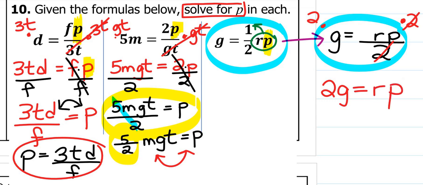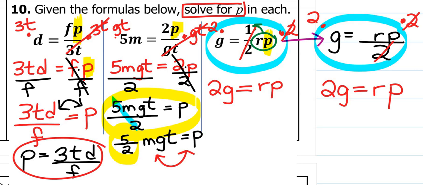On the left-hand side, same thing. If I multiply the right-hand side by 2 and the left-hand side by 2, the 1/2 would cancel out with 2. 1/2 times 2 is 1. And oftentimes, you don't have to write the 1 in front of the variable. So on the left, I would have 2G equals RP. Same thing on both sides now.